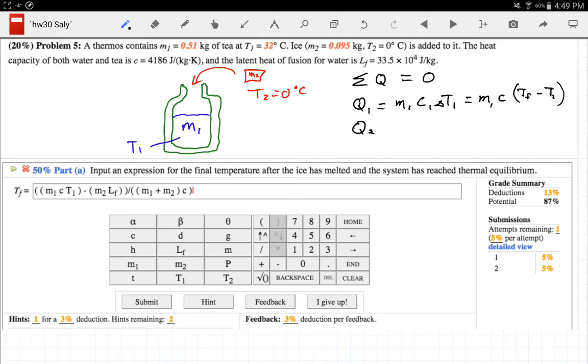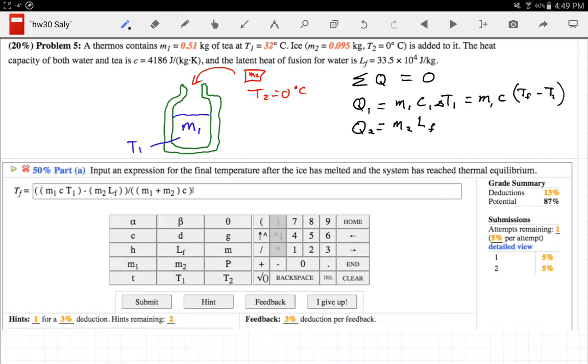Okay, now Q2 for the ice. What's the ice going to do? Well, the first thing the ice is going to do is melt. So if it melts, it's going to be mass 2 times the latent heat of fusion. Now, something to keep in mind is the direction of heat. Notice for Q1, the T is cooling down. So temperature final is lower than temperature initial. That means when I do temperature final minus temperature initial, it's going to be a negative value. That is a negative heat because I was calculating the heat that is flowing out.